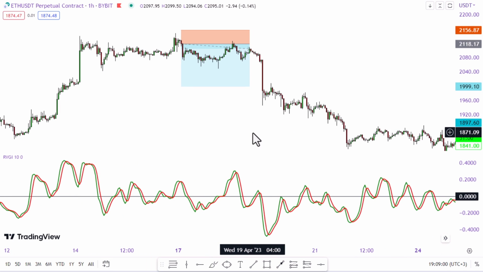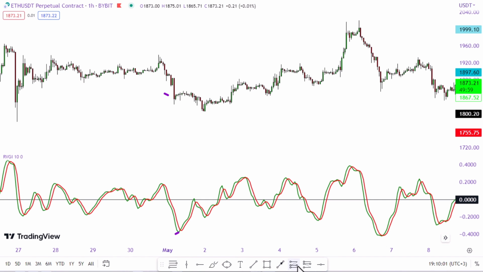Here are other examples of the RVI divergence trading strategy.